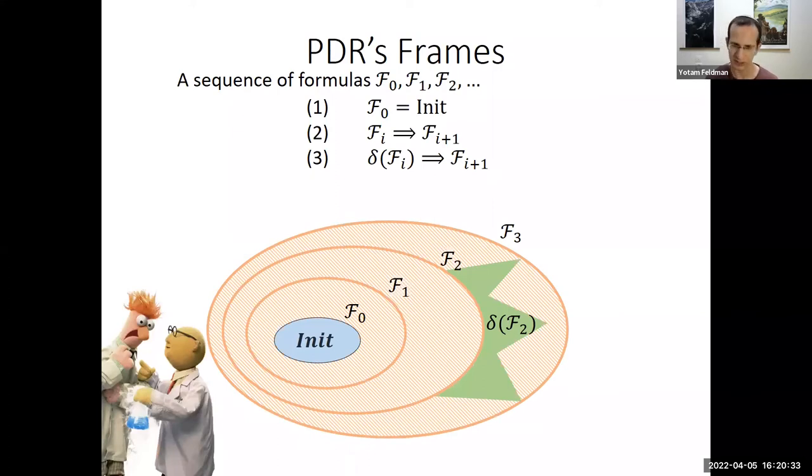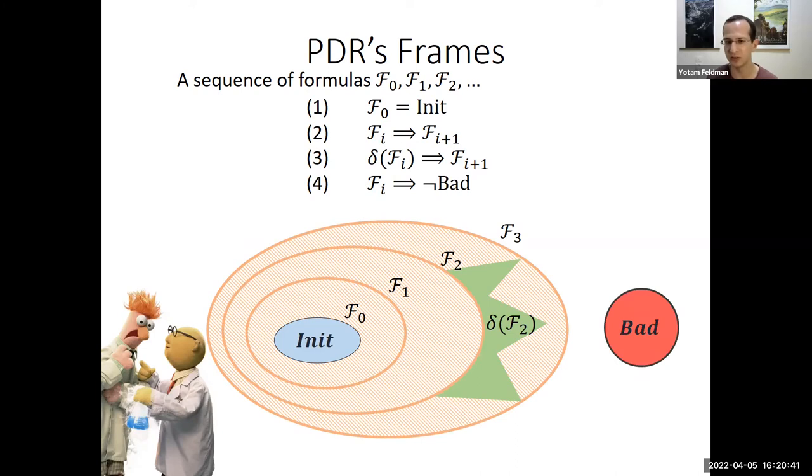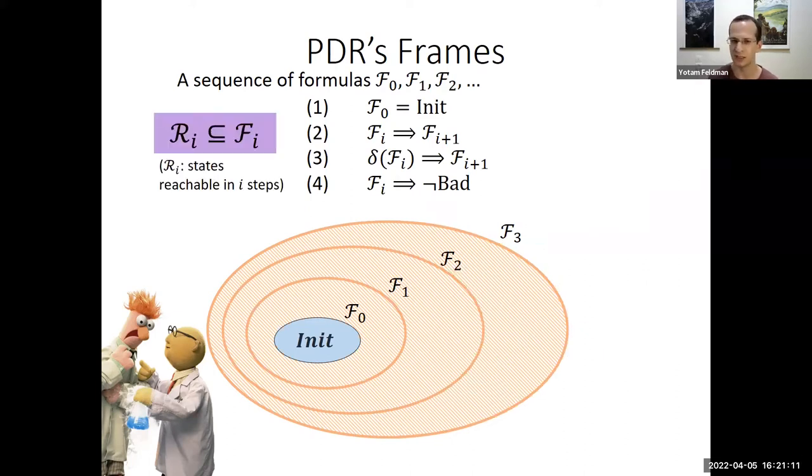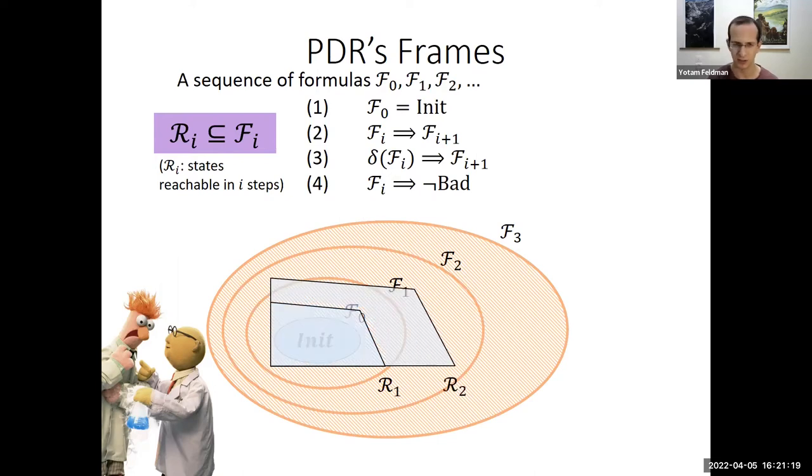So each frame contains all the states reachable in one step from the previous frame, but the frames don't include any of the bad states. So these are the usual properties of frames in virtually every explanation of IC3 PDR. And they guarantee that when this sequence converges, when two frames are equivalent, then this forms an inductive invariant and the algorithm is done. Another important consequence of these properties is that they ensure that each frame i contains all the states that are reachable in the system in i steps. So the first frame contains all the states reachable in one step, the second frame contains all the states reachable in two steps, and so on. So far, this is the usual explanation of PDR and PDR's frames.